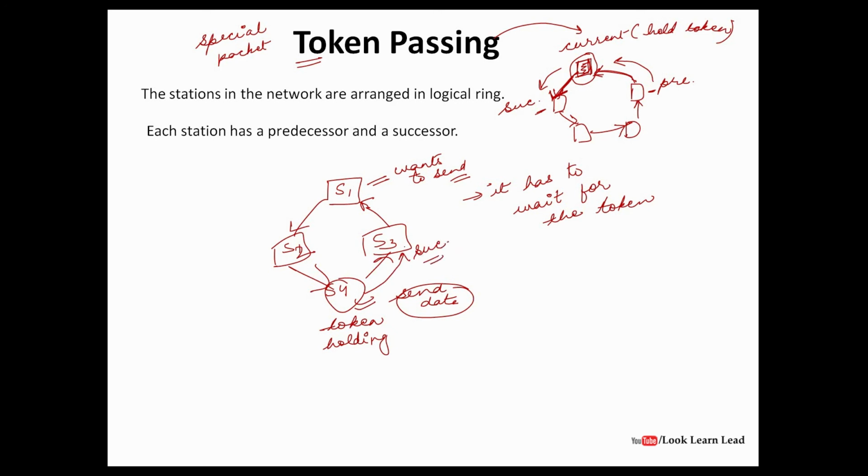If S3 has some data to send, it would send data by possessing the token. If it doesn't want to send data, it would pass the token to S1. Now S1 has the token, so S1 can send the data. That is, only the node which has the token can send data. Other nodes have to wait for their turn so that the token comes to them. You can say it is like round robin.